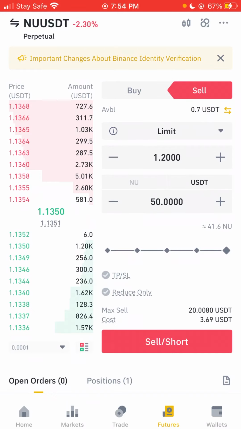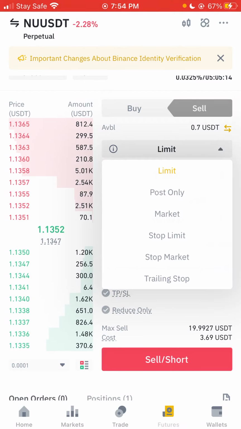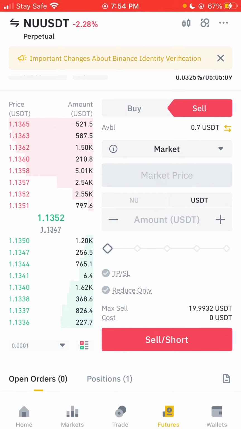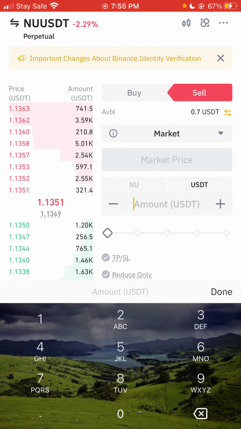But another example is if you want to place a market order. This thing is at 1.13, right? And I want to place it right now. I will click on limits and change it to market. Can you see? I'll change it to market. That means the system will buy the coin for me immediately, at the current market price. So you come to your amount, $50.